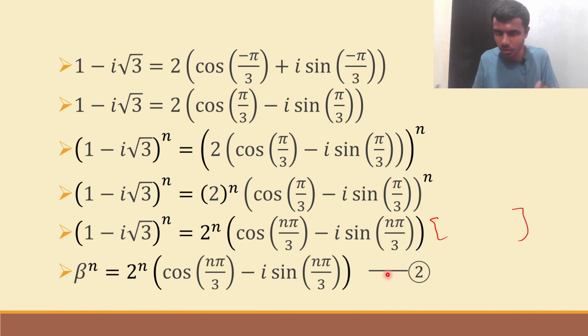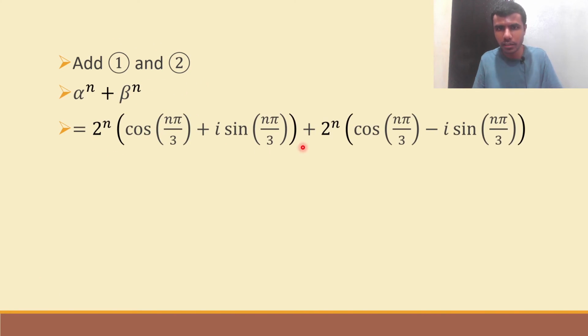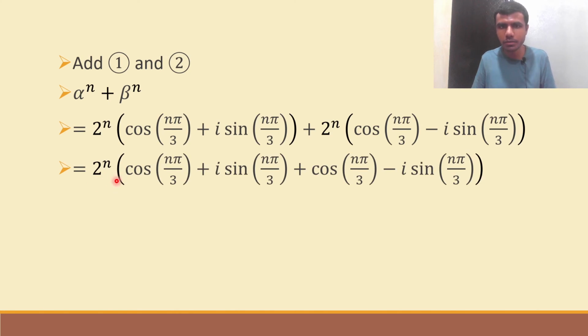Now in the question they asked us to find alpha power n plus beta power n. So add equations 1 and 2. So alpha power n plus beta power n is 2 power n into this plus 2 power n into this. Now if you observe these two terms, I can take 2 power n common: cos n pi by 3 plus i sin n pi by 3 plus cos n pi by 3 minus i sin n pi by 3. So plus i sin n pi by 3 and minus i sin n pi by 3 cancel out, and cos n pi by 3 plus cos n pi by 3 is 2 cos n pi by 3.